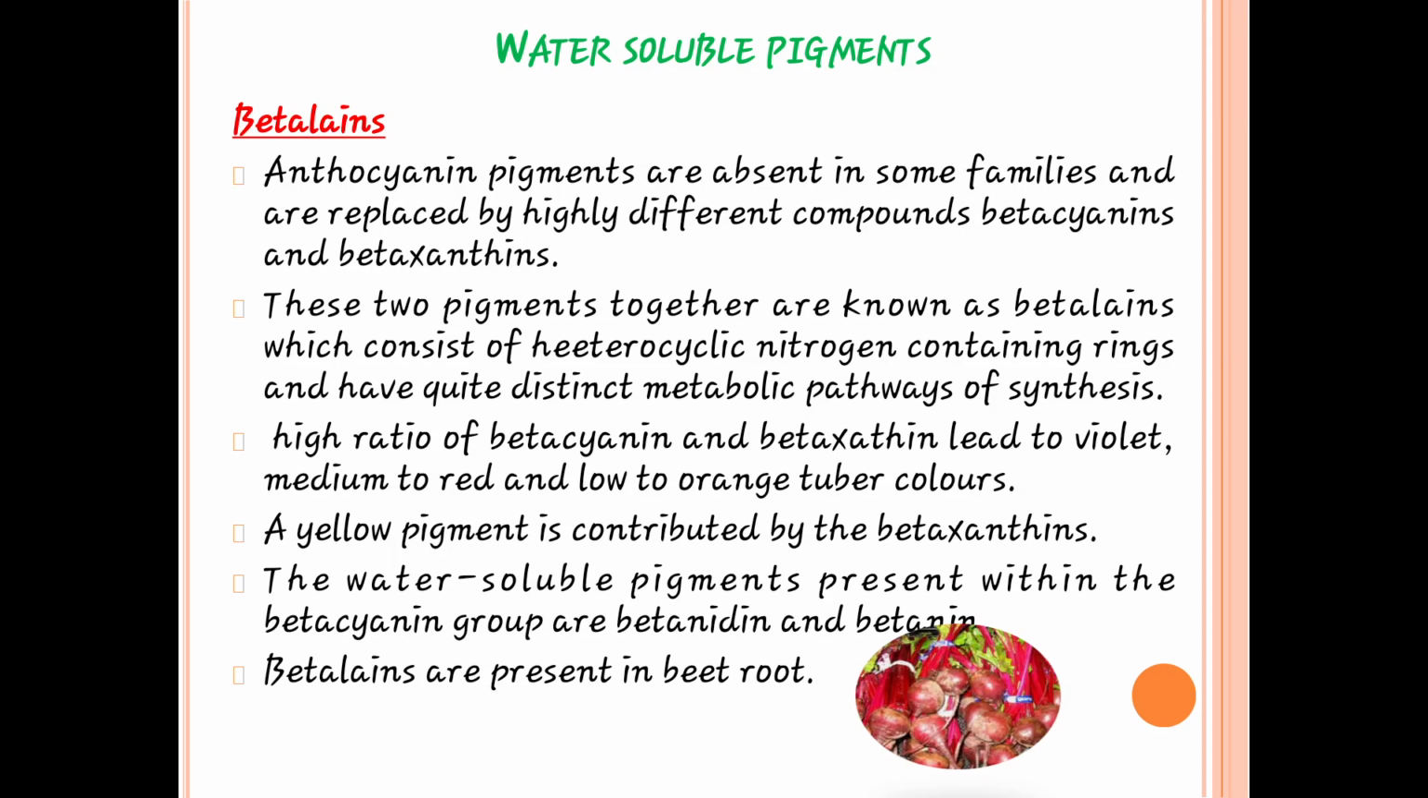A high ratio of betacyanin to betaxanthin leads to violet. A medium ratio leads to red. A low ratio of betacyanin and betaxanthin leads to an orange colored tuber. A yellow pigment is contributed by betaxanthin. The water soluble pigments present within the betacyanin group are betanidin and betanin. Betalains are present in beetroot, and they are highly water soluble pigments.